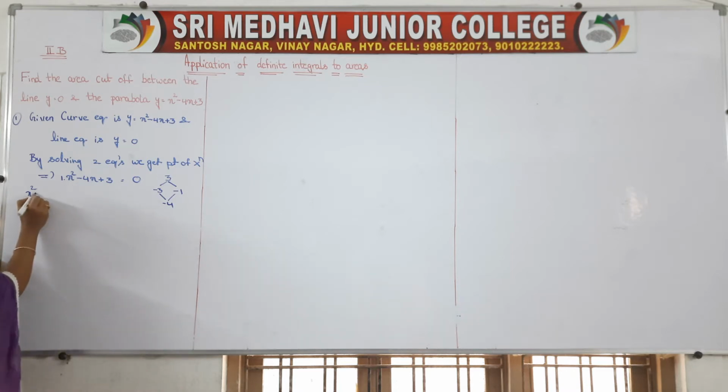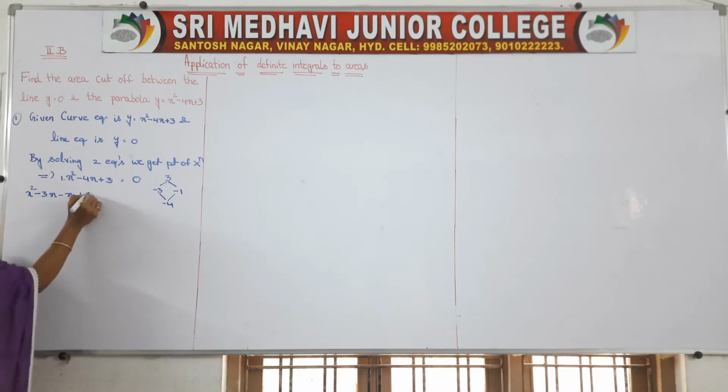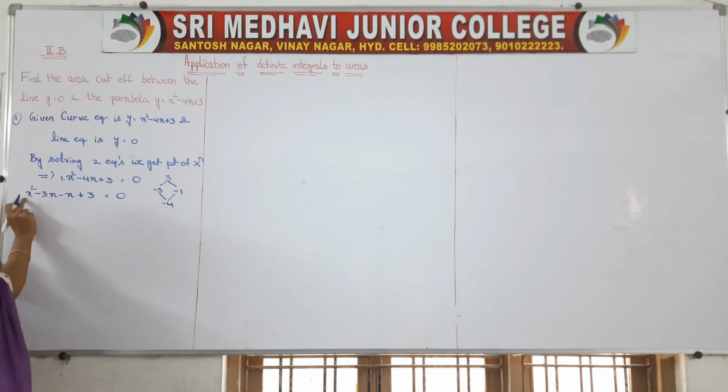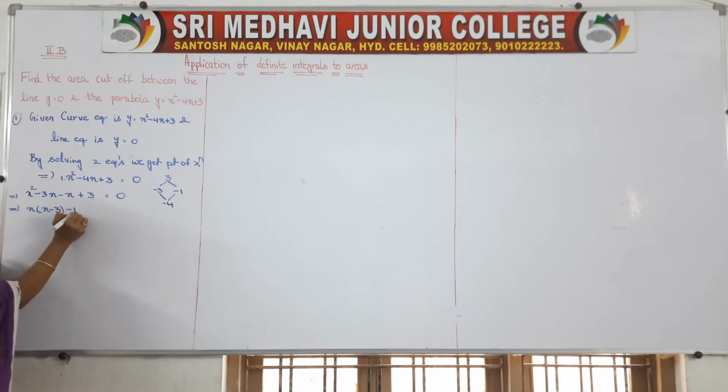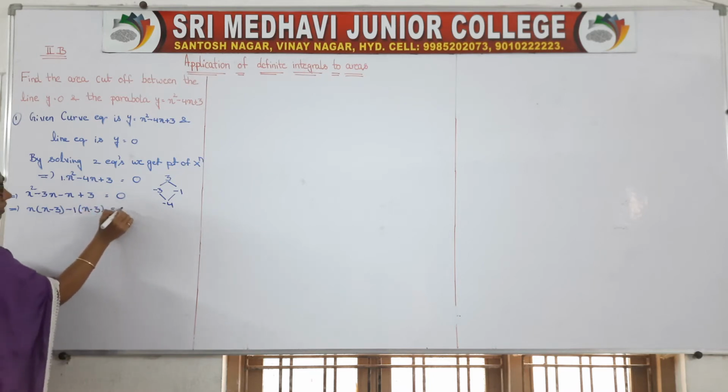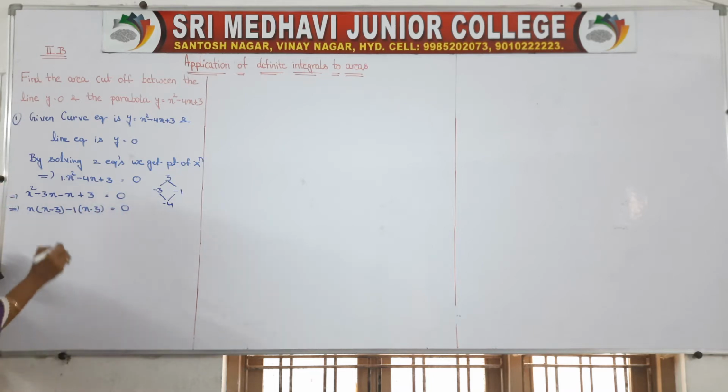Okay, so x square minus 3x minus x plus 3 is equal to 0. With this you take x outside, so it is x minus 3. If you take minus 1 outside, it will be x minus 3 is equal to 0. So we can take x minus 3 common, then it is x minus 1 is equal to 0.